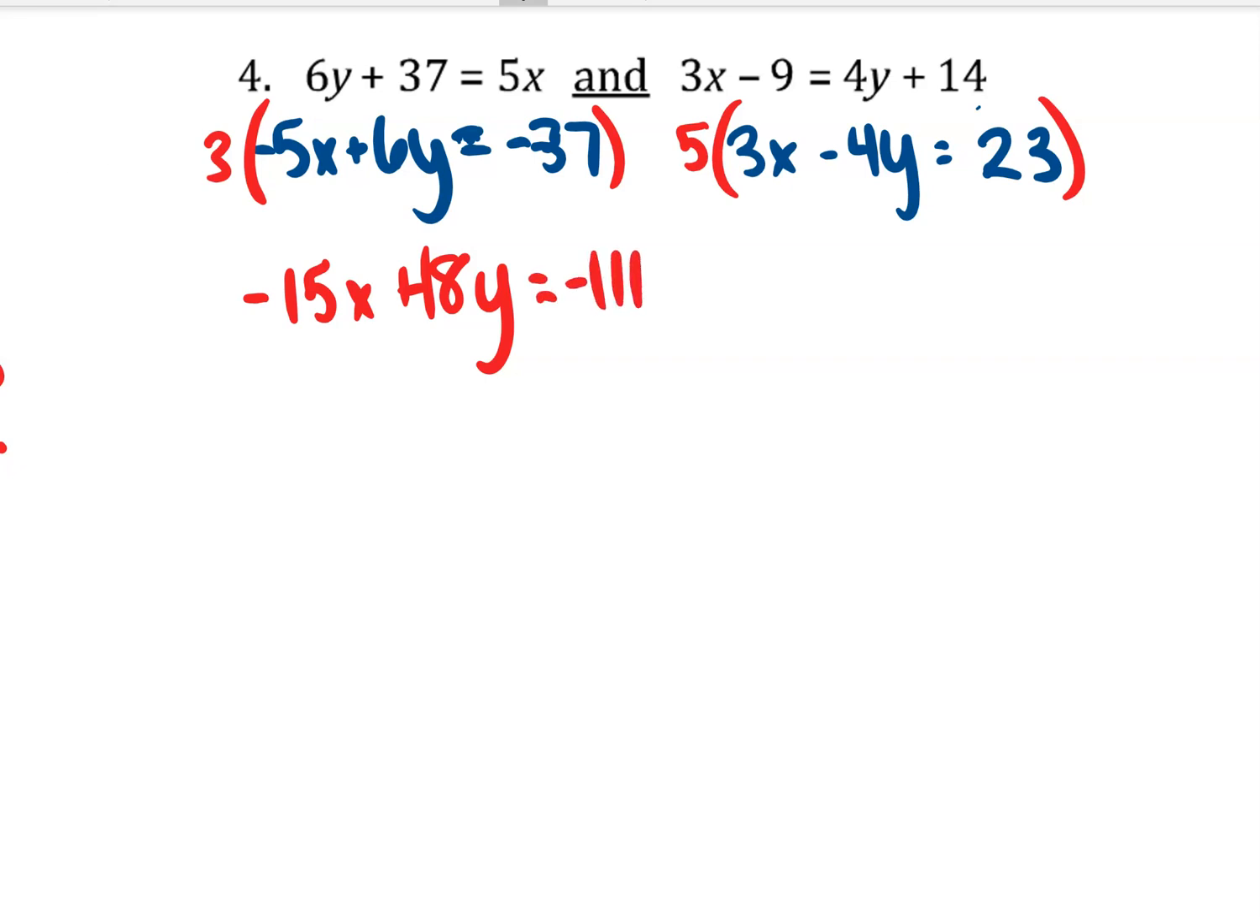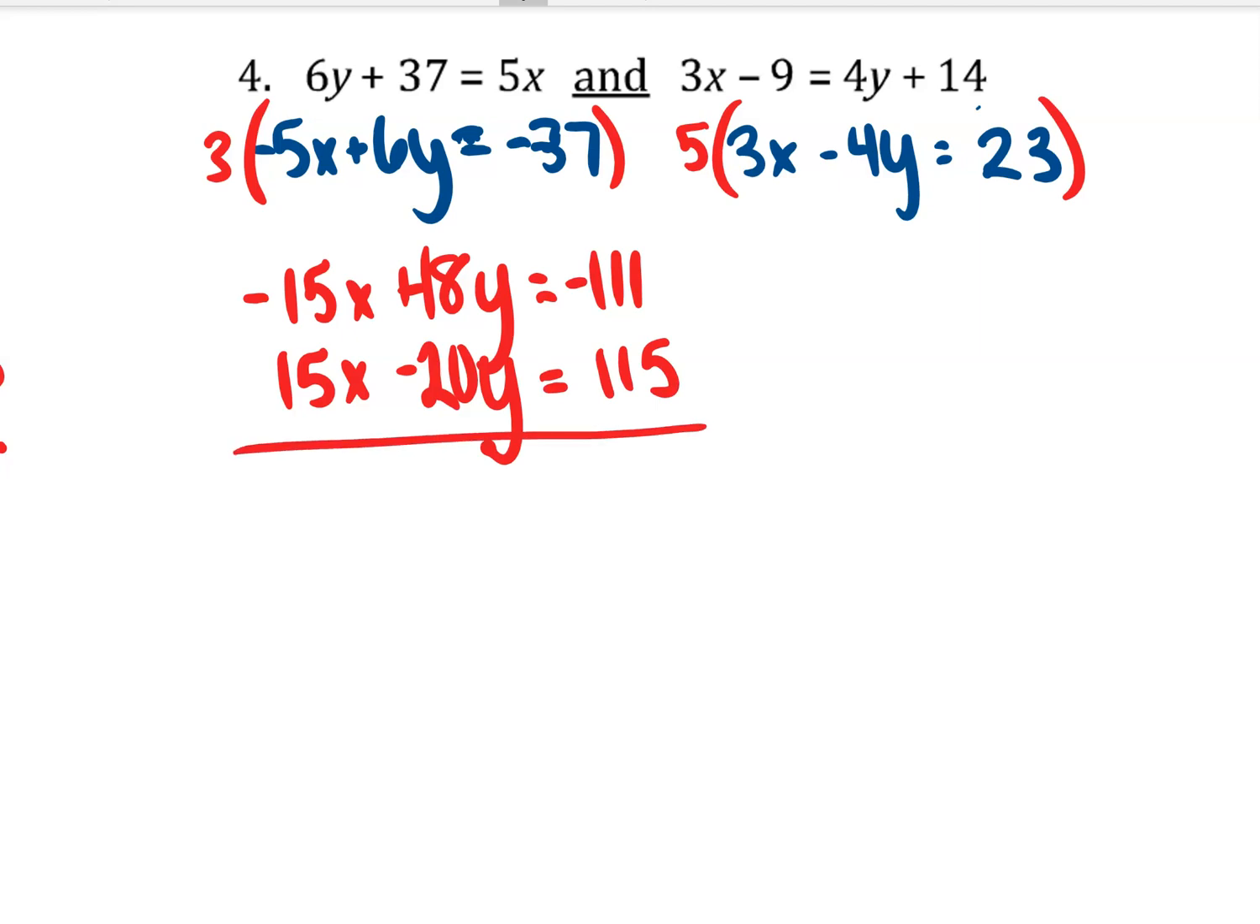And then the next one, multiply 3 times 5 is 15x. 5 times negative 4 is negative 20y. And then 5 times 23 is 115.